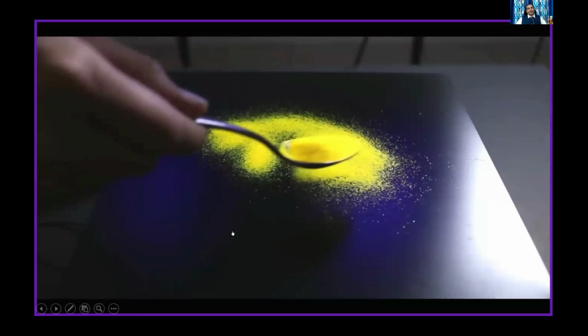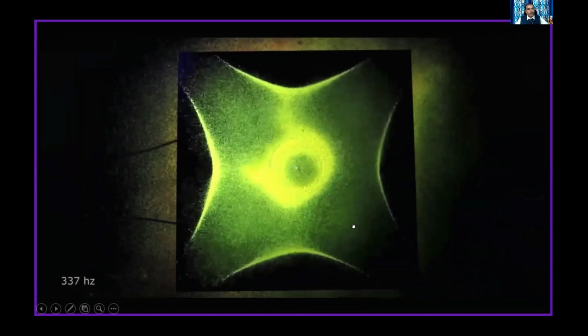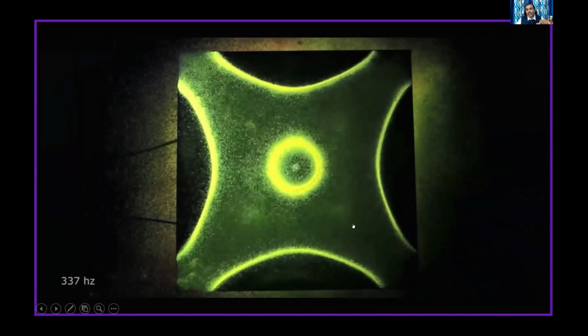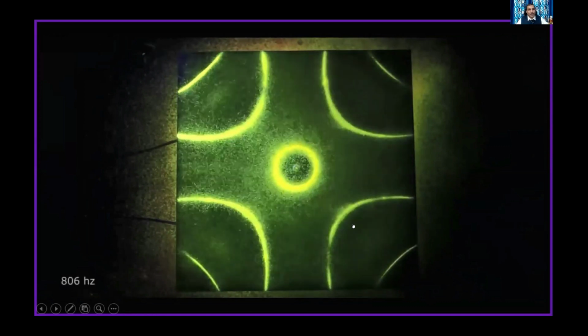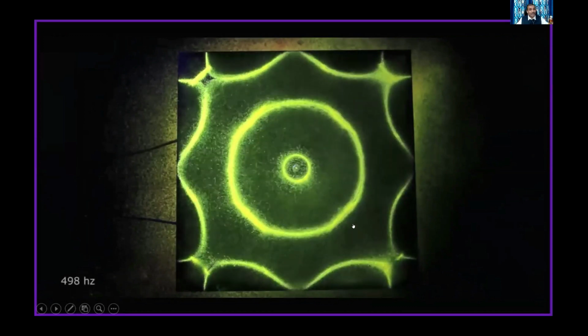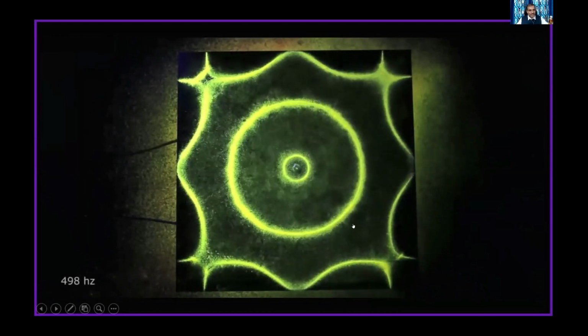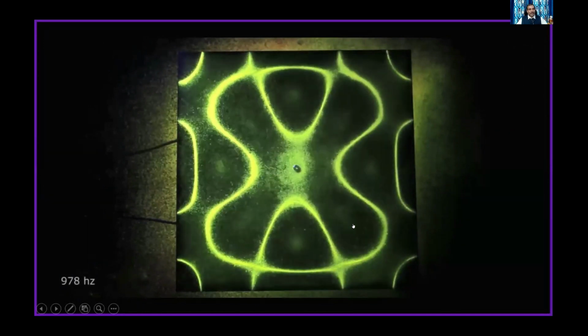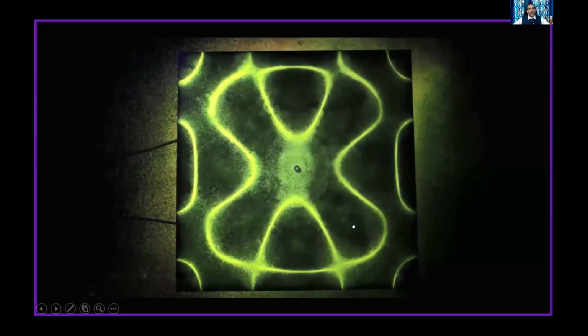Okay, so this is a cymatic device, and what they do is take a plate, sprinkle sand or some particles on top of it, and apply a certain frequency to it. So let's watch now. This is how they regulate the frequency, and this is the sand on top of it. You see, at 337 hertz, a formation is happening. At 806 hertz, a different formation. At 498 hertz, a different structure. At 978 hertz, it creates a formation that looks like this.